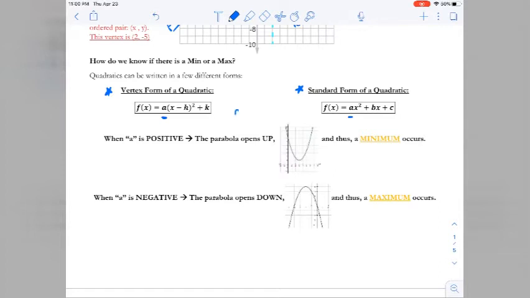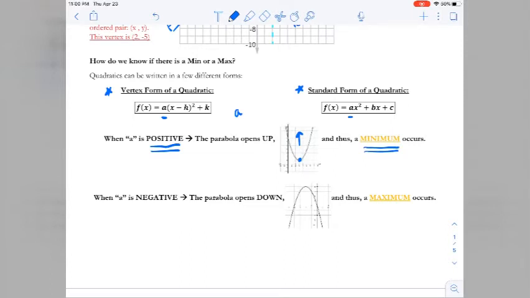If a in either equation is positive, then that means the parabola opens up, which means that our vertex is our lowest point, so it represents our minimum value.